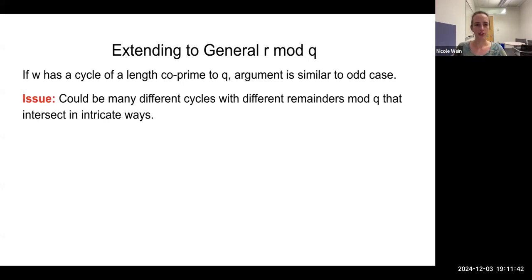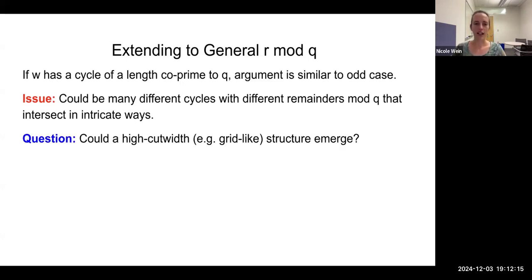Okay, so really the issue here is that there could be many different cycles with different remainders mod Q, and all those different cycles could intersect with each other in intricate ways. You know, if Q is equal to 24, you could have a cycle of length 8 and another one of length 6 and another of length 3, let's say, and they could all interact with each other in different ways or be nested. And still what we want to do is bound the cut width of such a walk.